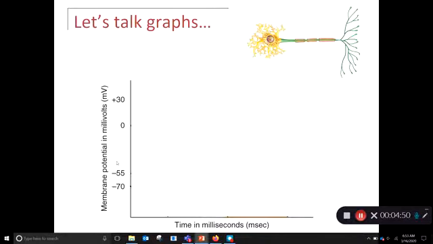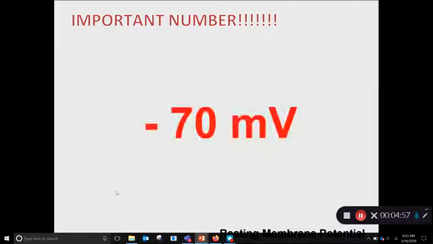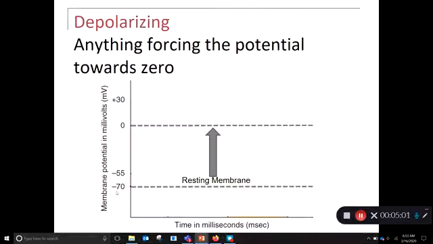And then we got the membrane potential in millivolts. Remember how I said that the negative 70 is the resting membrane potential. Hey, important number. Okay, so terms that we care about.